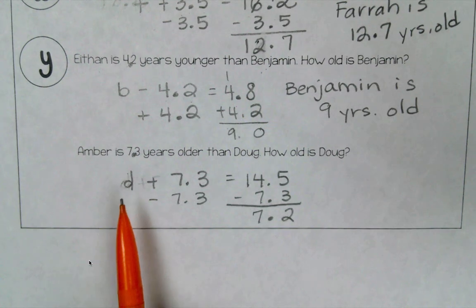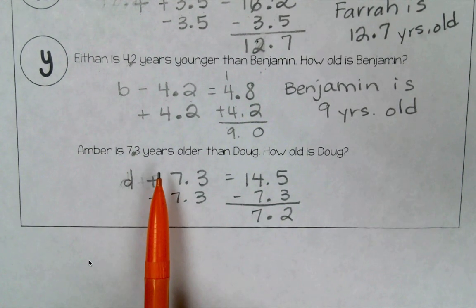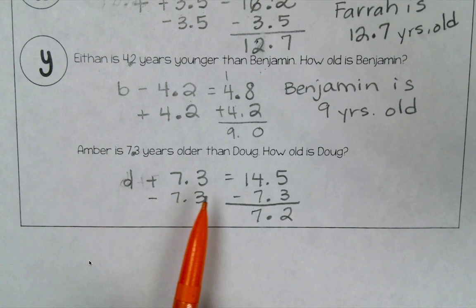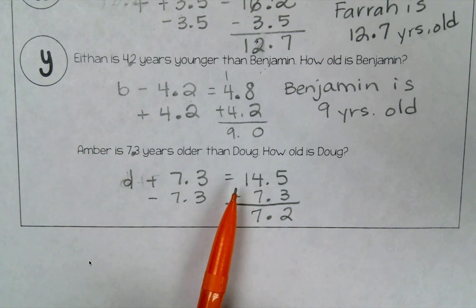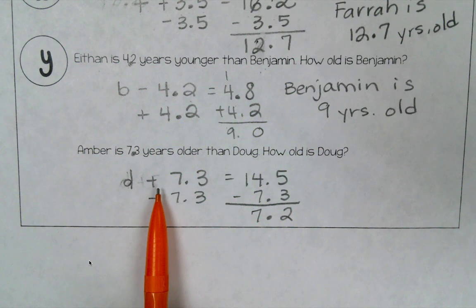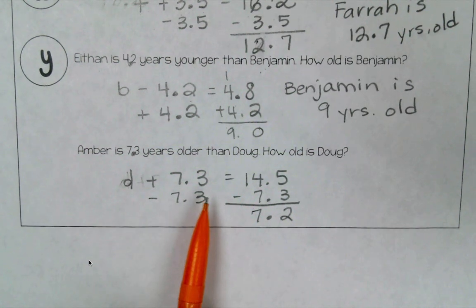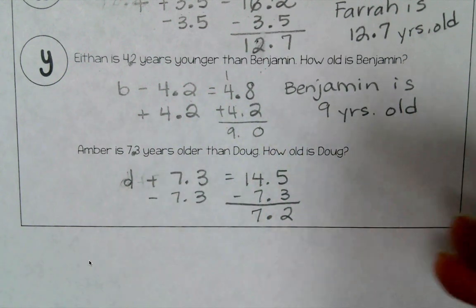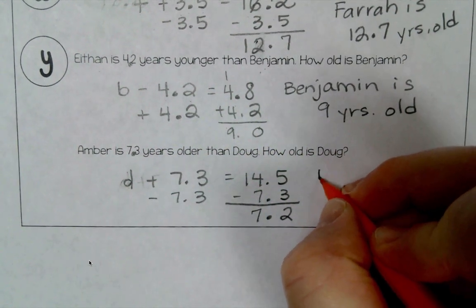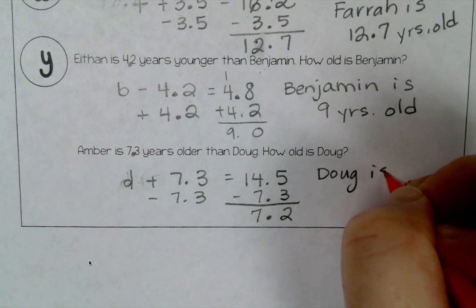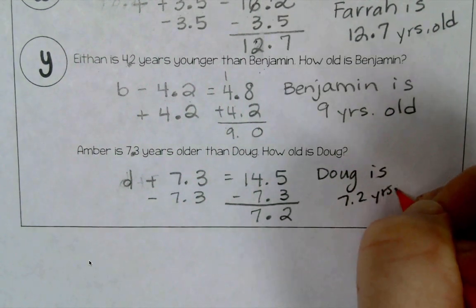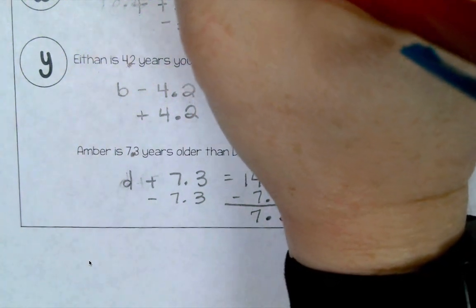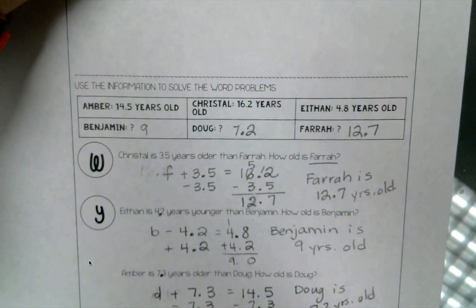So Amber is 7.3 years older than Doug. So Doug plus 7.3 gives me Amber's age of 14 and a half. I subtracted because that's the inverse of addition to isolate my variable. And then 14.5 minus 7.3 is 7.2. So Doug is 7.2 years old. Okay? It's a thinker. I know. It's a thinker.